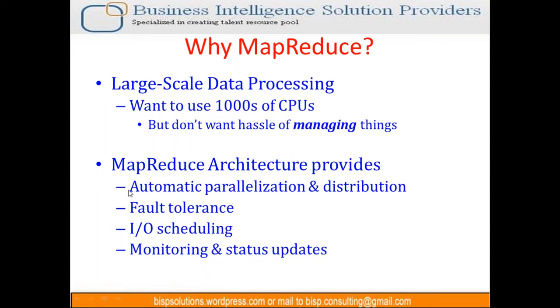It provides you automatic parallelization and distribution. So a developer or a user will not be doing anything to parallelize or distribute the job across the nodes, right? MapReduce will do that. Fault tolerance: it provides you automatic fault tolerance.